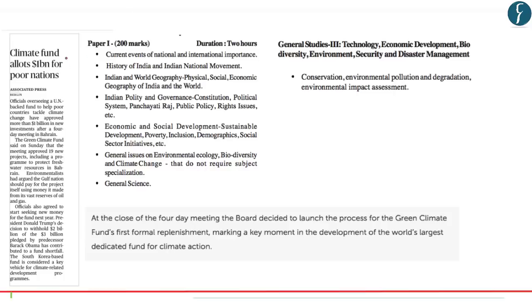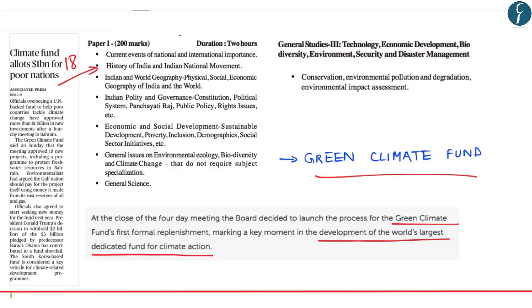The next news appears on page number 18. The news reads, Climate Fund allots $1 billion for poor nations. In this, it says that at the close of the 4-day meeting, the board decided to launch the process for the Green Climate Fund's first formal replenishment, marking a key moment in the development of the world's largest dedicated fund for climate action. So this particular news is with respect to the Green Climate Fund, which has allotted $1 billion for poor nations.